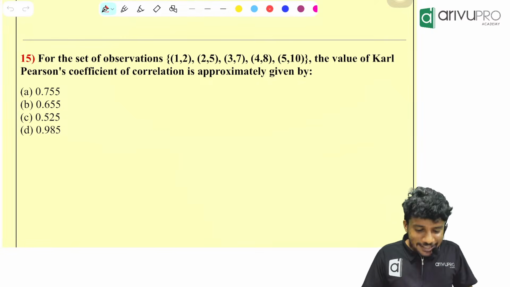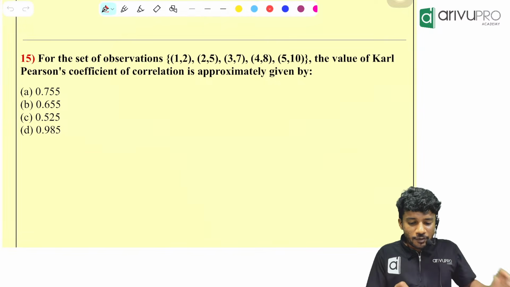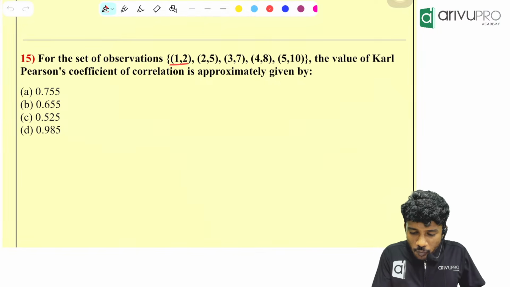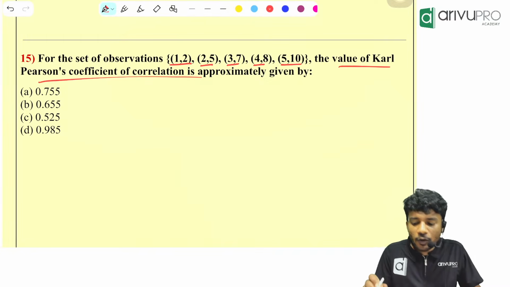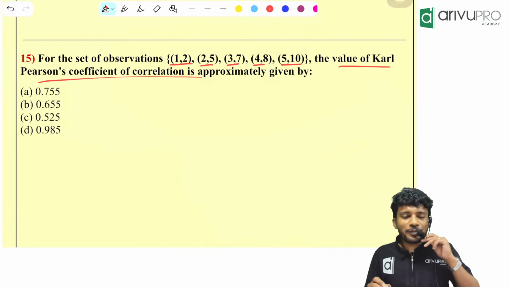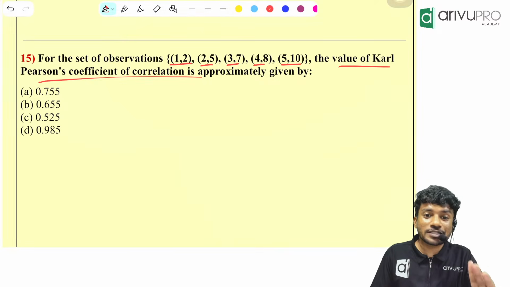Everyone, in this question, listen to me carefully. For the set of observations (1, 2), (3, 2), (5, 3), (7, 4), (8, 5), (10), the value of the correlation coefficient is approximately given by how much is the question.